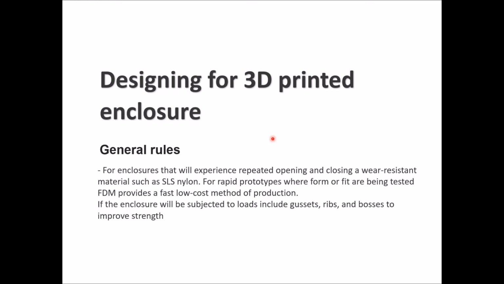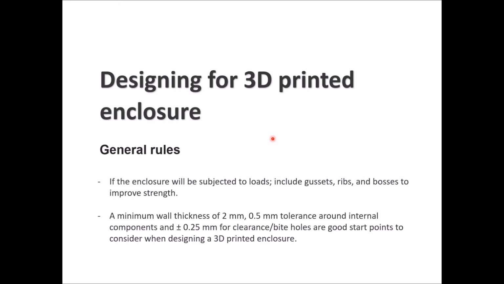If the enclosure will be subjected to loads, include ribs and bosses to improve the strength of your parts. As we said, if the enclosure is subjected to loads, gussets, ribs and bosses are the way to go. Minimum wall thickness should be 2 millimeters, with 0.5 millimeter of tolerance around internal components, plus or minus 0.25 millimeters of clearance. These are good to start with and to consider when designing a 3D printing enclosure.